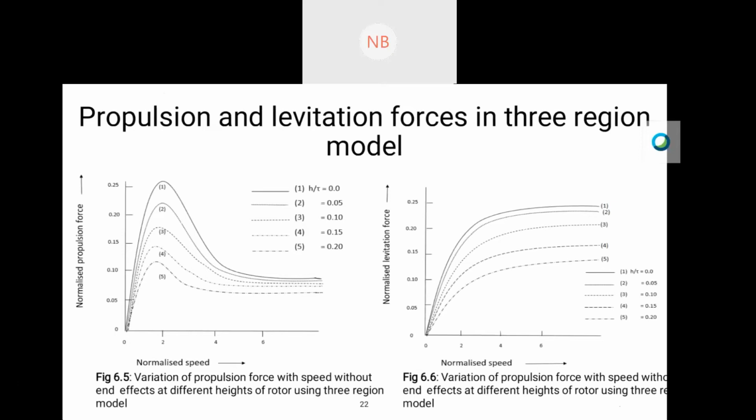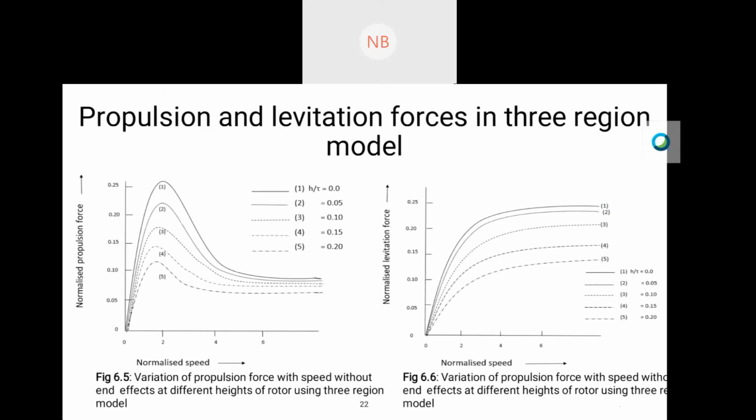Okay, this is the propulsion versus levitation curve against the normalized speed that has been plotted. The same value is obtained because the result for the two region model is similar to that of the three region model. This is because the rotor thickness is quite small compared to the classical depth of penetration. The depth of penetration is much more than the thickness of the rotor.